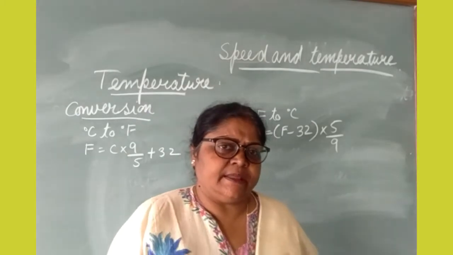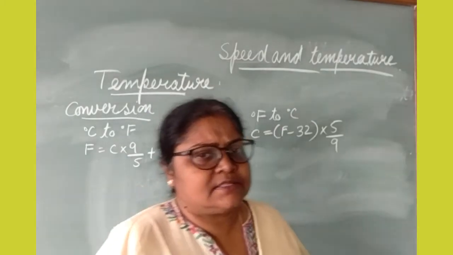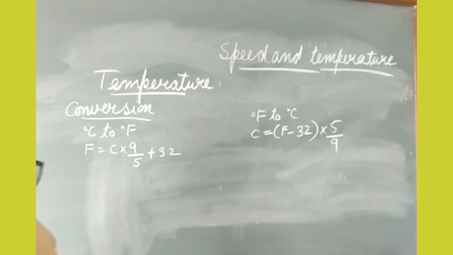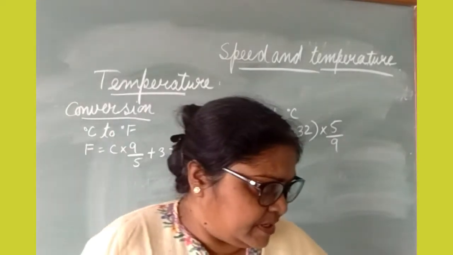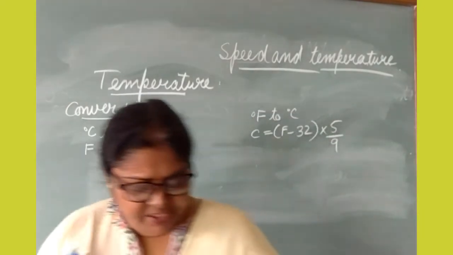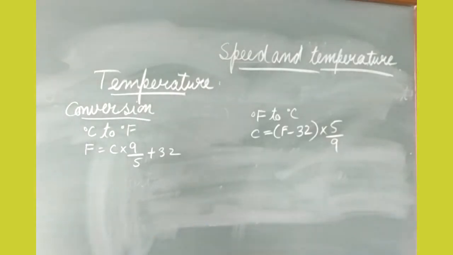Chapter: speed and temperature. Last class we learned about speed. Today you will learn about temperature. What is temperature? Temperature is a measure of how hot or cold an object is. Understood? So that is known as temperature.